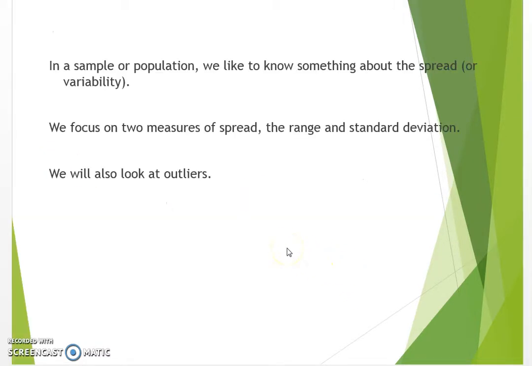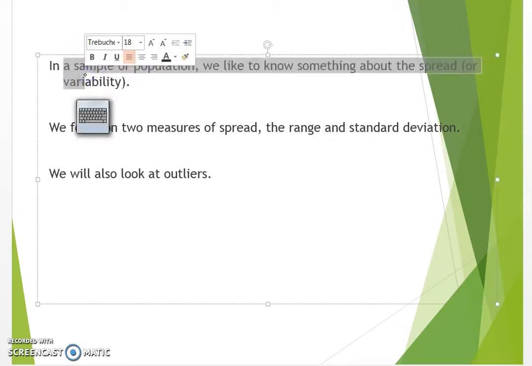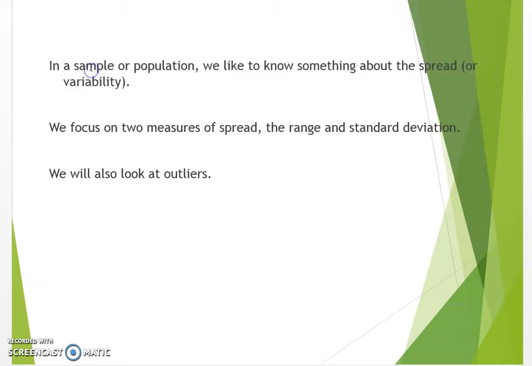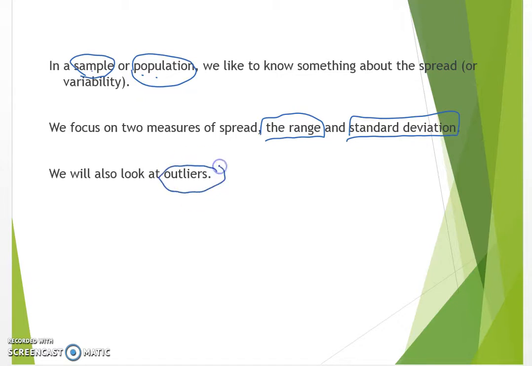For this topic, we'll be talking about both sample and population. Basically, the spread is talking about the variability of the data, which means how much the data is going to vary. For sample or population, we would like to focus on two kinds of measure of spread. One is called the range, which is very straightforward. The other one, you probably have heard a lot in different reports, is called standard deviation. We will also look at some special ones, the extremely big or extremely small numbers, called outliers, that we have seen before.